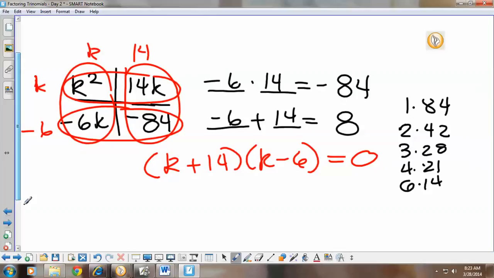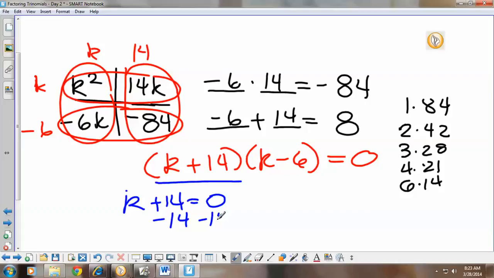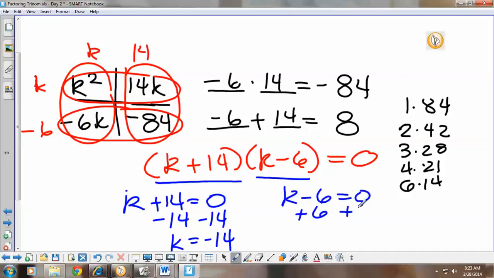We're going to set each factor equal to 0 and solve. The first factor is k plus 14. Can you solve that equation? Subtract 14. The second factor is k minus 6. Of course, we can solve that one by adding 6, so k is equal to 6. We have two answers, negative 14 and 6.